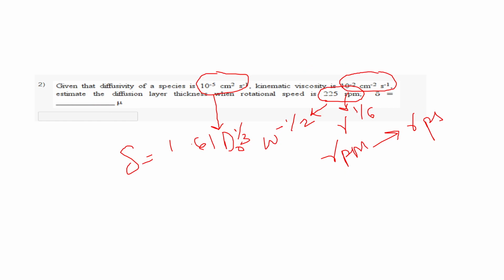So RPM to omega you can convert by multiplying 225 into 2 pi by 60. This will be in radians per second. So that's how you convert to radians per second. And you will be getting around 23.57.